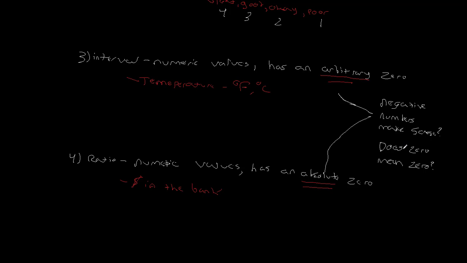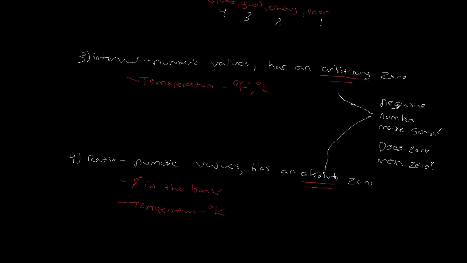Does a negative number make sense? Well, because we've defined Kelvin to mean 0 means 0 energy, you can't have negative energy, so negative numbers don't make sense. So in this case, temperature as measured in Kelvin is actually a ratio. Temperature measured in degrees Kelvin is a ratio because 0 means 0 and negative numbers don't make sense.